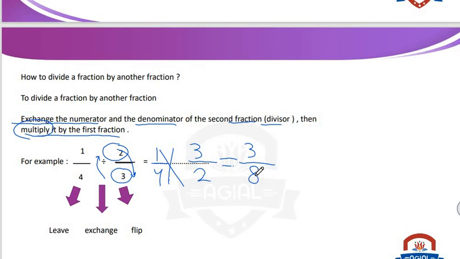Is this easy? Or we can say the second method: leave, exchange, flip. Say with me: leave, exchange, flip. Leave the first one, write the first again. Exchange: divide becomes multiply. And flip: 2 over 3 becomes 3 over 2. So we have 3 steps to divide two fractions: leave the first one, and after it exchange and flip.